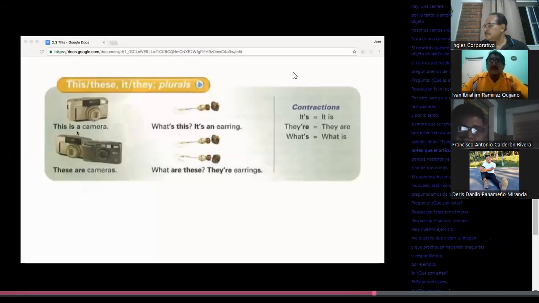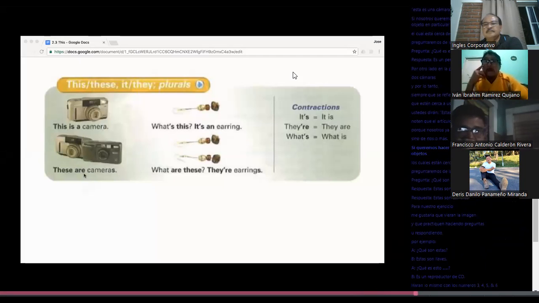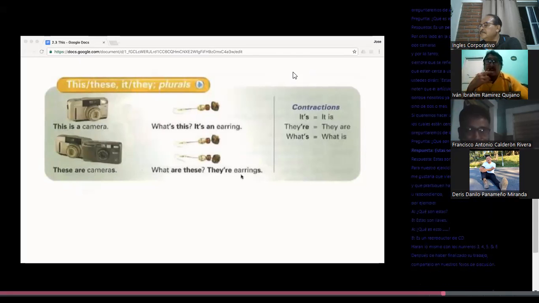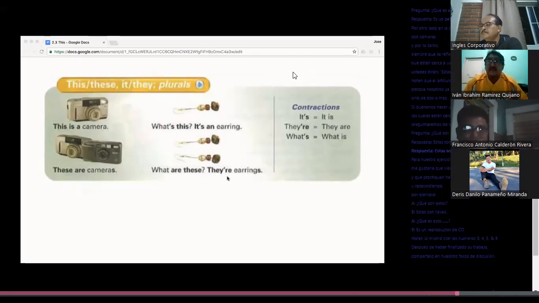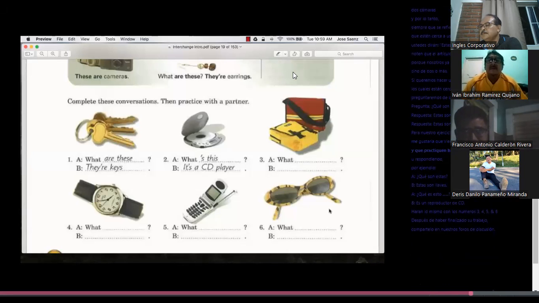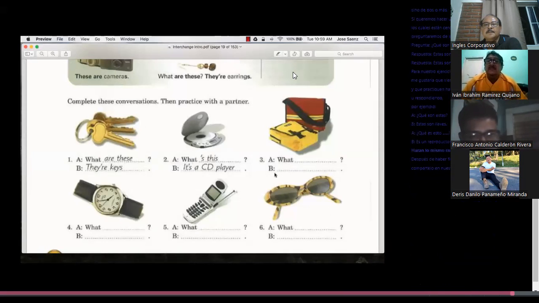Notice that the article A from the previous example disappears, because we're no longer talking about one object, but instead two or more. If we want to ask a question about two or more objects which are near to us, we will ask in the following way. What are these? They're earrings, or they're cameras, for example, right? For our practice exercise, I would like for you to look at the image and practice making questions and answers. For example, what are these? They're keys. What's this? It's a CD player. You're going to do the same with numbers 3, 4, 5, and 6. After you complete your work, you should share it in our discussion forums.